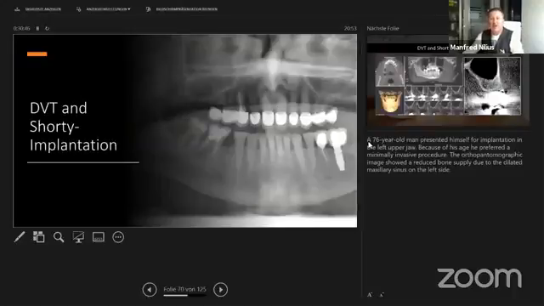This is one patient who had already one implant. It was not inserted in the best way, to say it in these words, but he decided to have implants in the upper jaw. And now is my question: because of his age, he preferred a minimally invasive procedure. And the orthopantomographic image showed a reduced bone supply due to the dilated maxillary sinus on the left side. And my question now is to you, what do you decide, or when do you decide?